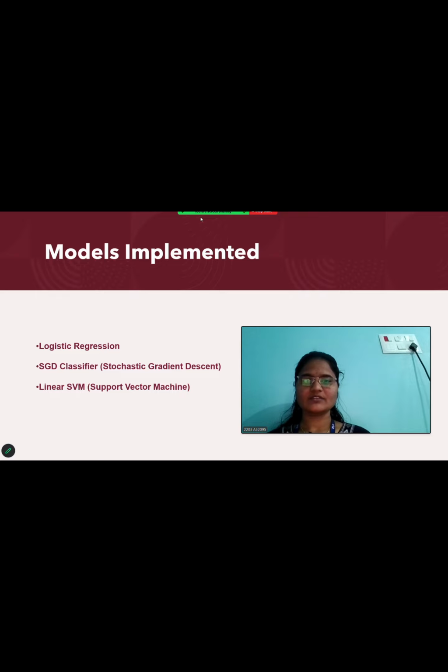In our project, we used three machine learning models: logistic regression, stochastic gradient descent, and linear support vector machine. All these models are used for classification tasks and help in predicting the correct category of a complaint. We selected these models because they work well for text classification problems and can handle large amounts of data efficiently. We trained all three models on our dataset and compared their performance.